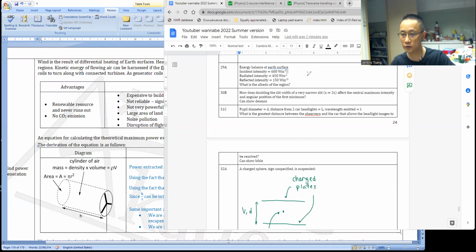So the answer here is just 150 over 600, which is a quarter. So choice A is the correct answer.